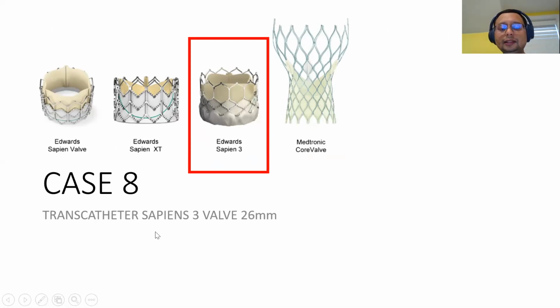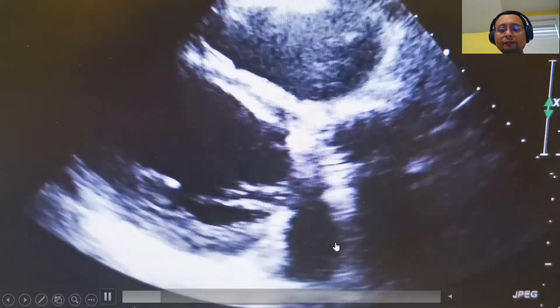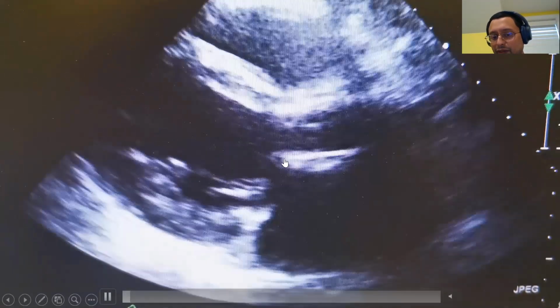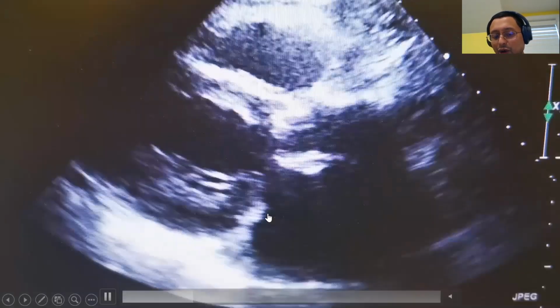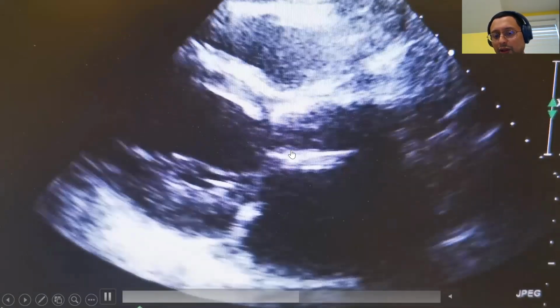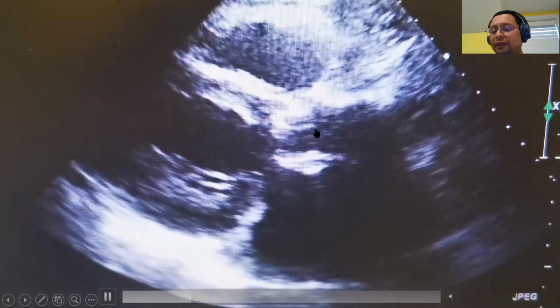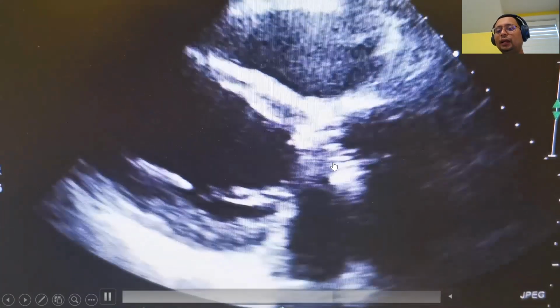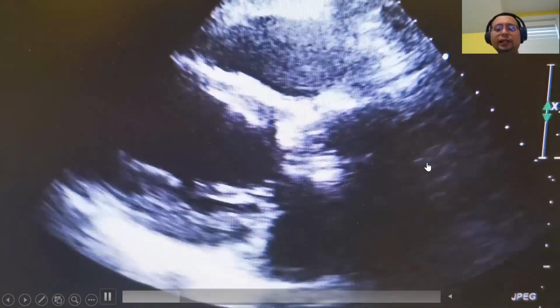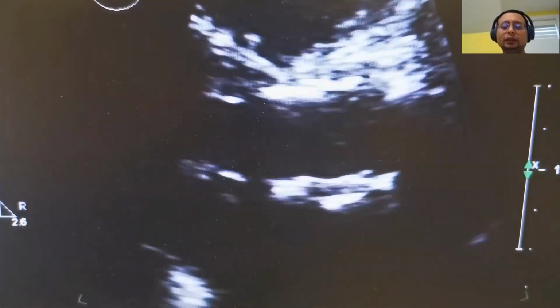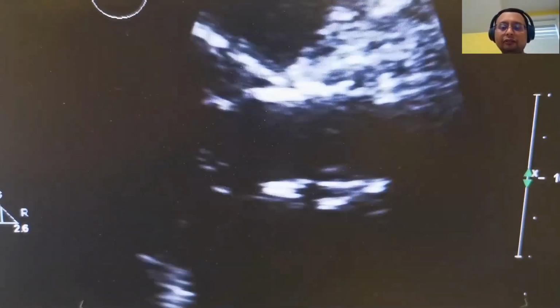So this is a transcatheter Sapien 3 valve, size is 26 millimeter. Usually in CoreValve, you can see that the edge of the valve is lower, because it is a longer profile. So this is shorter. One thing that I wanted to tell you about transcatheter valve: the hemodynamics of transcatheter valve are extremely good. Usually the peak velocity and the gradient are very, very low across a transcatheter valve. Again, this is a zoom view of the transcatheter valve.